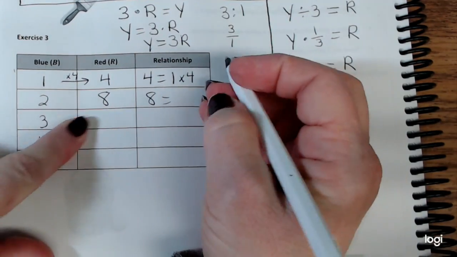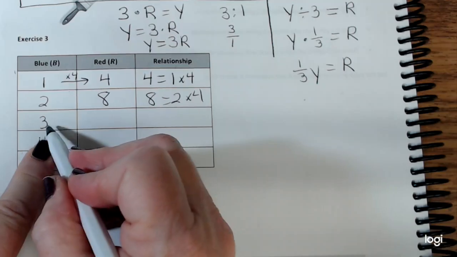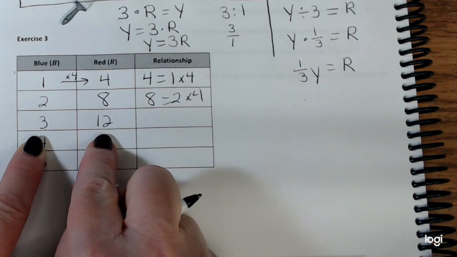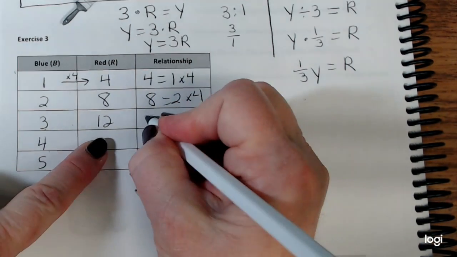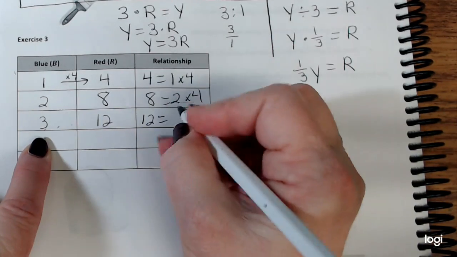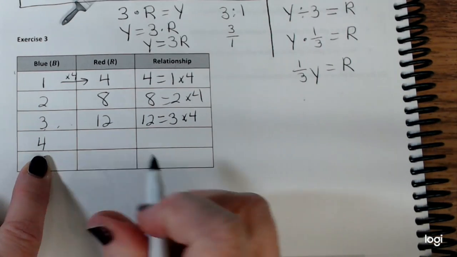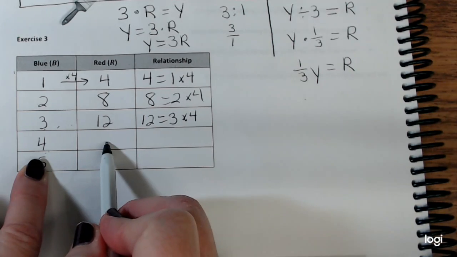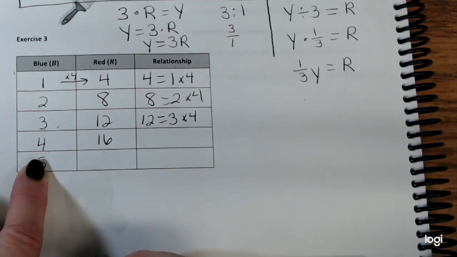My 8 gallons of red paint is my blue paint times 4. 3 times 4. So 3 gallons of blue, I needed 12 gallons of red to make this special color of paint. So if I have 12 gallons of red, that equals my blue gallons times 4. Same thing here, 4 gallons of blue paint. In order to find out how much red paint I would need, I'd multiply times 4, which is 16.